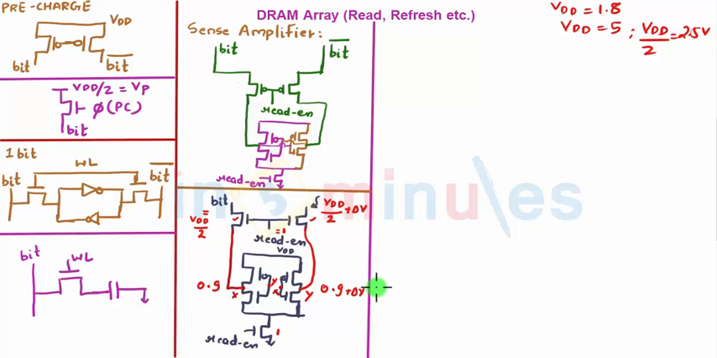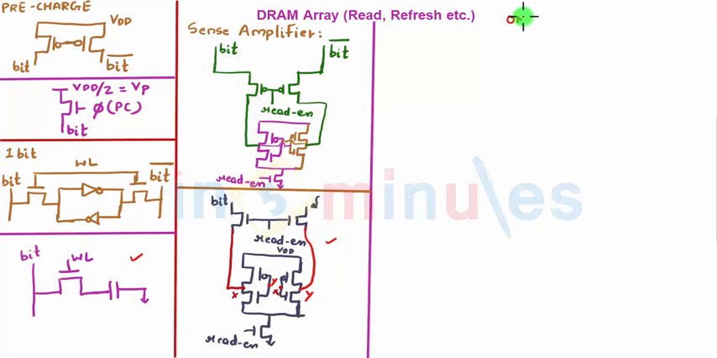So now let's go ahead and make this entire array connection, and let's understand how a DRAM is operating. We have seen the pre-charge for DRAM, we have seen the 1-bit DRAM, we have also seen the sense amplifier for DRAM. Let's make all these connections for one column of DRAM. So this is one column of DRAM. Suppose it has 128 cells. What it means is, this is one column, right? So it will have 128 locations.